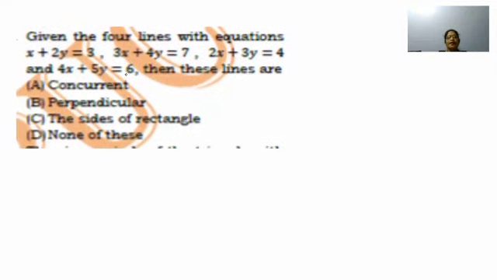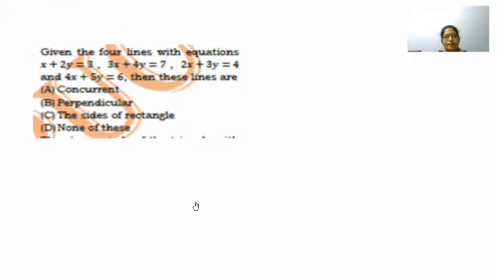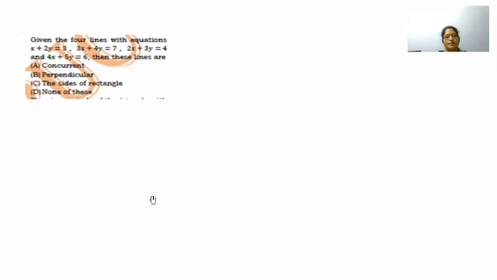Yes, let's move on to the next one. How do we answer this? Given 4 lines with the equations so and so. The options are concurrent, perpendicular, sides of rectangle, none of this.